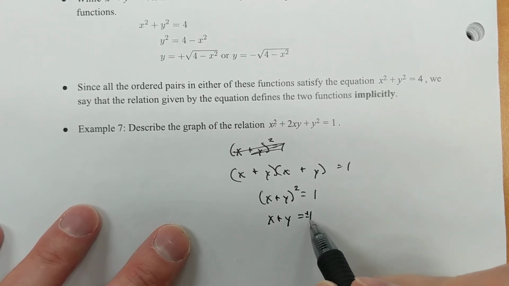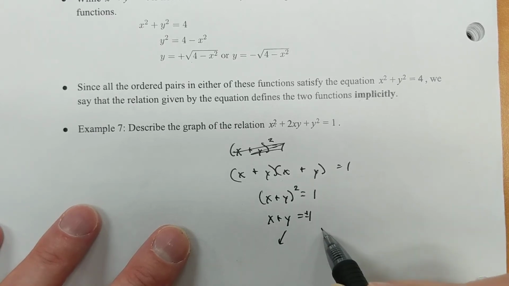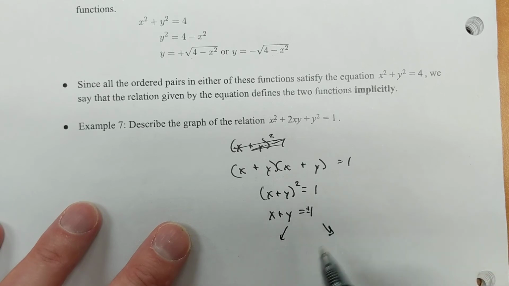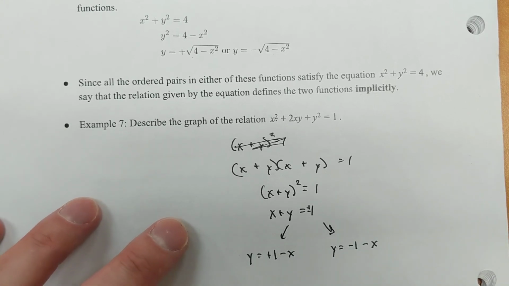Now please notice there's a plus or minus symbol over here, because when you take the square root you get 2 solutions. So we'll write them separately here. So I need to subtract the x across. So y equals positive 1 minus x, and y equals negative 1 minus x. Use the positive root and the negative root, and then subtract the x across. So those 2 lines describe the graph of the relation.